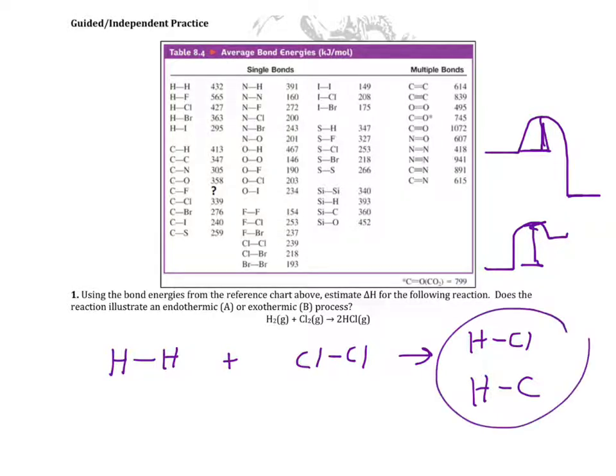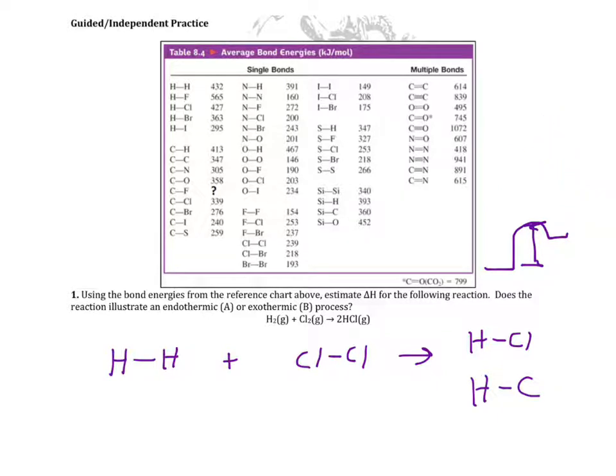Well, what's happening to the bonds on the product side? What's happening is these bonds are forming. In the product side, the bonds are forming. And so whenever bonds form, that's an exothermic process. Energy is released in the formation of bonds. And so how do we tell if this is an endothermic process or an exothermic process?